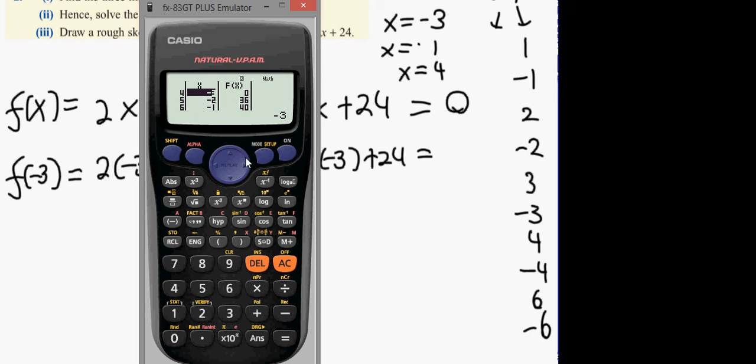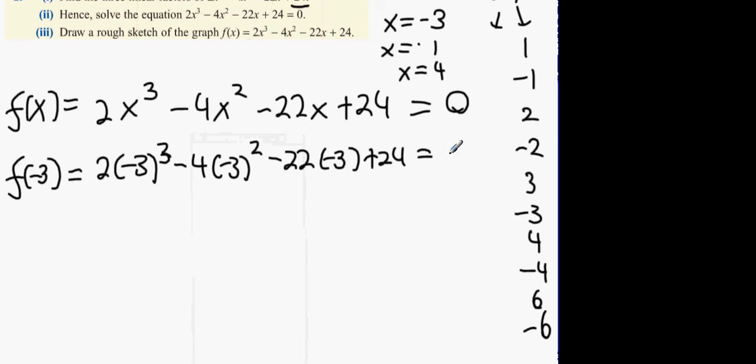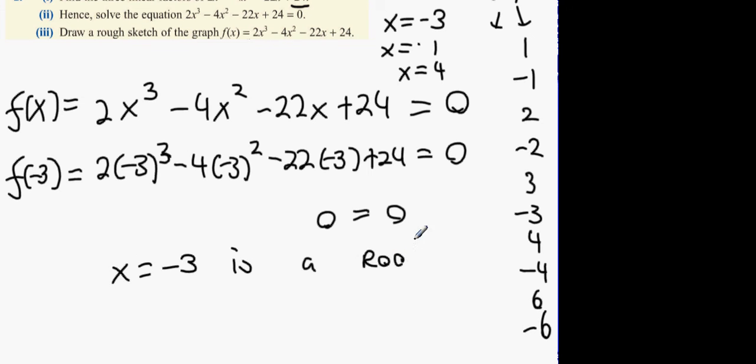I already know it's going to be 0. So I'm just going to say, oh yeah, 0 equals 0, x equals -3 is a root. Now, what you could do is just check it manually with a second calculator, just to make sure that you entered it right the first time.